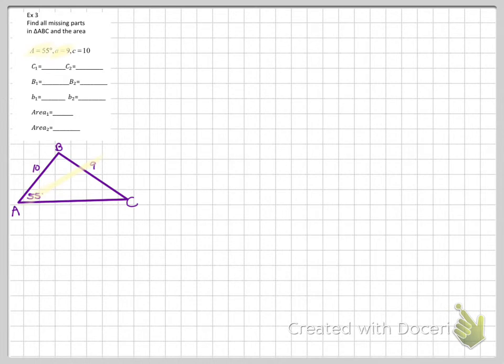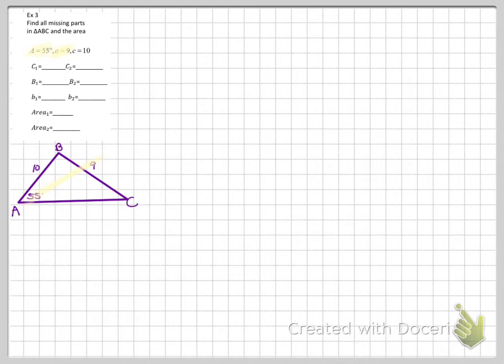So what I want you to do is try to stay on the left side of your paper. I'm going to try to stay on the left side of my screen to do the first triangle. Notice your answer blanks, C1, B1, etc. for the first triangle. And then if it turns out there is a second one, I'm going to do that on the second side of my screen, right-hand side of my screen.